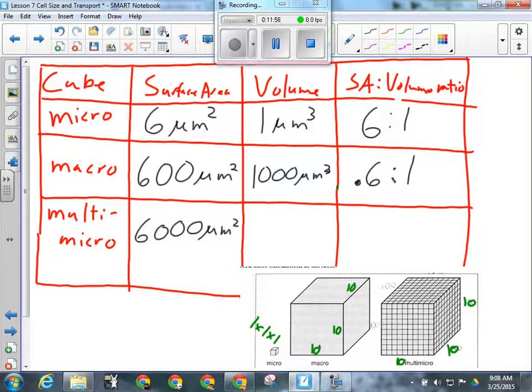Now when I'm calculating volume, I still do that: length times width times height. What's the problem with that one?